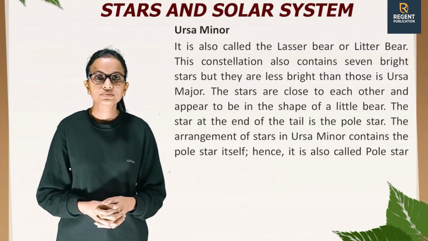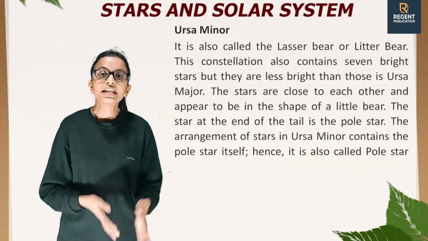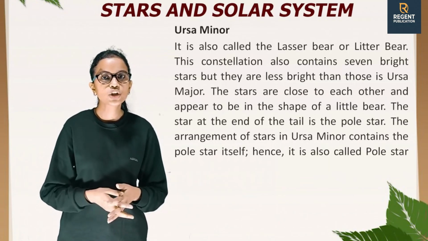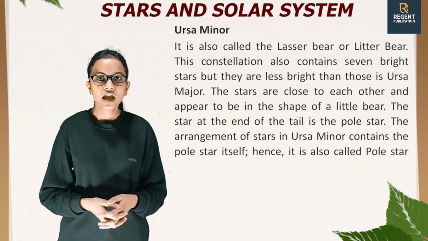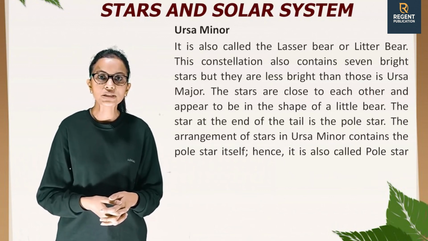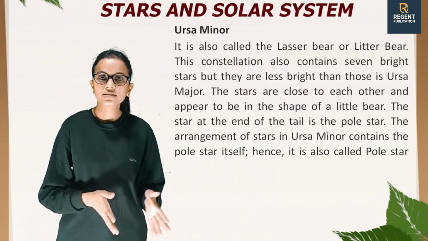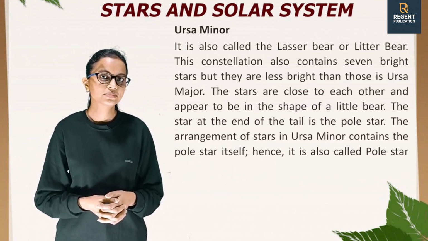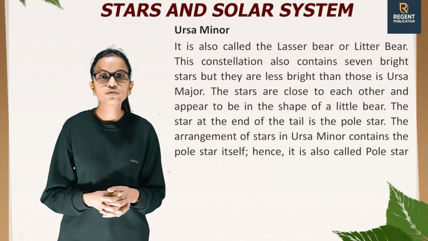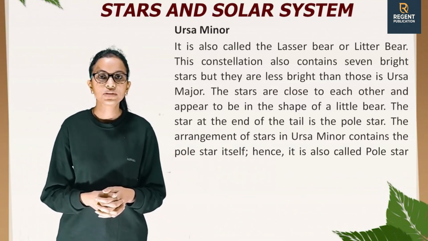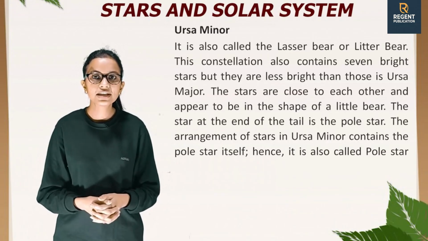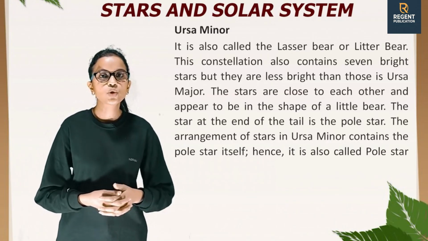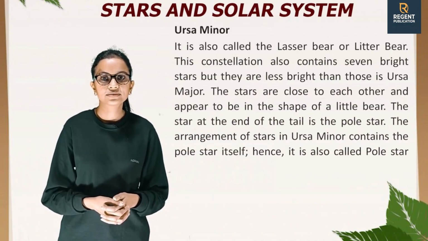Ursa Minor. It is also called the Lesser Bear or Little Bear. This constellation also contains 7 bright stars, but they are less bright than those in Ursa Major. The stars are close to each other and appear to be in the shape of a little bear. The star at the end of the tail is the pole star. The arrangement of stars in Ursa Minor contains the pole star itself. Hence, it is also called the pole star constellation.